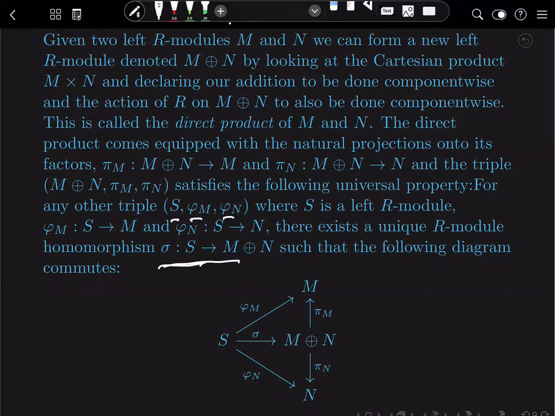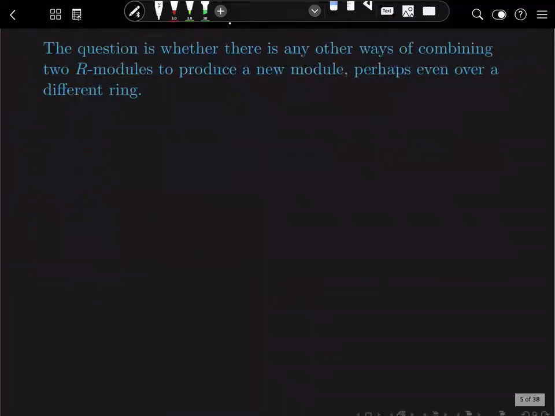This is the universal property that is satisfied by the direct sum, and in the context of categories, the direct sum construction satisfies the product condition. That's some kind of limit of a diagram and things like that. That's not really that important here. But what is important is that we can combine two modules to produce a new module, and there are different ways that we can do this.